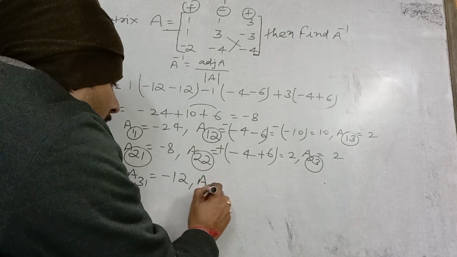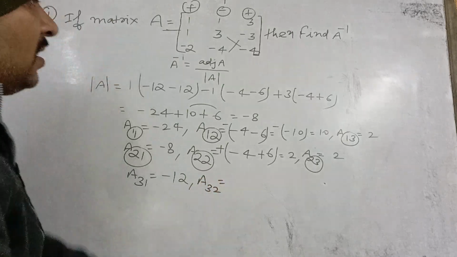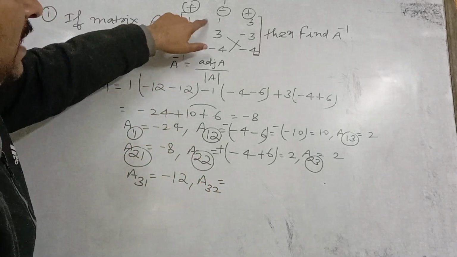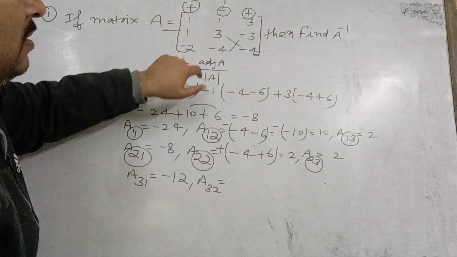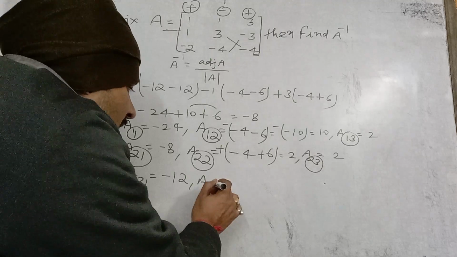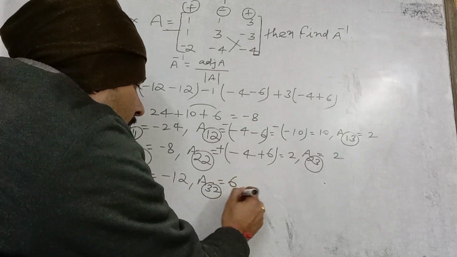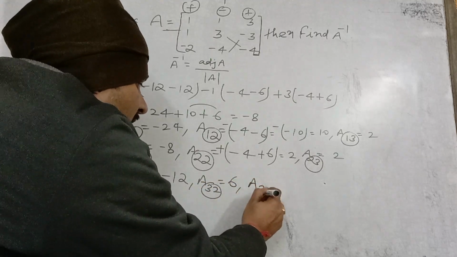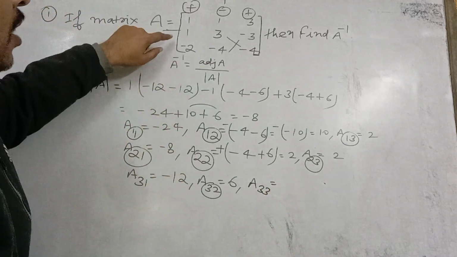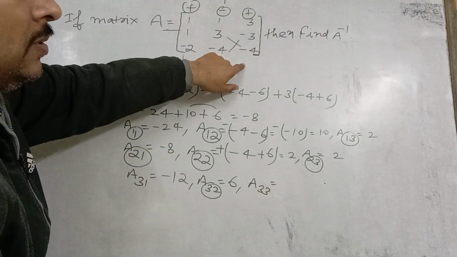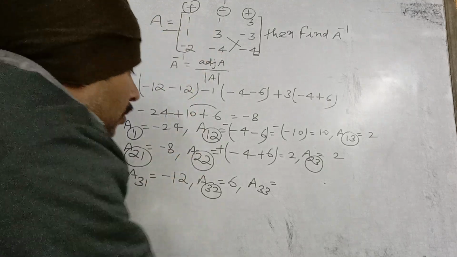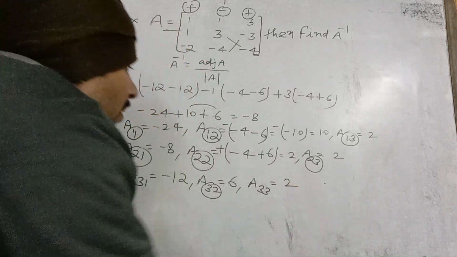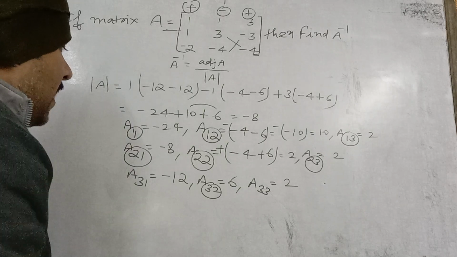Now third row, second column. This is the third row, this is the second column. So -3, -3, -6. But this is odd, so +6. Now value of A33, this value becomes third row, third column. This becomes 3, -1, 2. So this is 2.